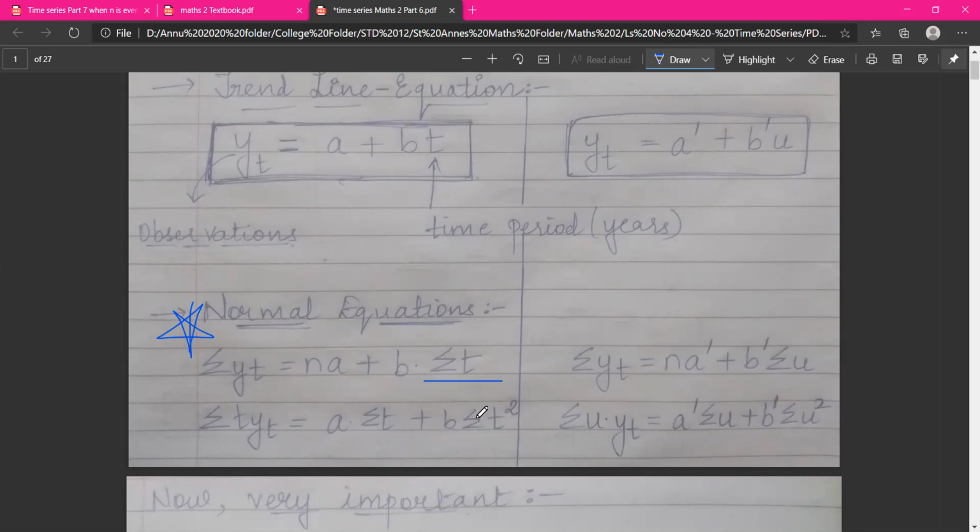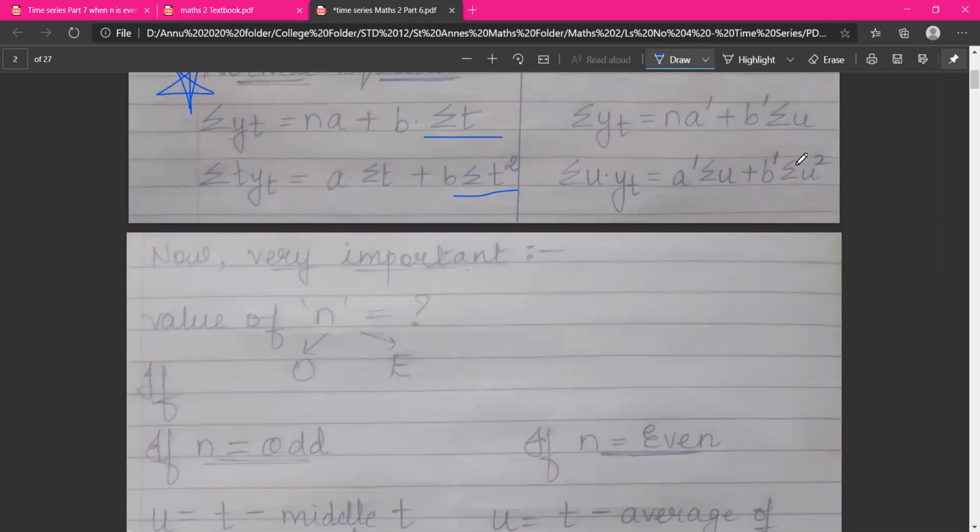But class, as you must have seen, the value of t is expressed in years, and it is very difficult for a normal human to do the calculations that fast. So what we do is, in place of t, we take another alphabet which is called u. So we replace the value of t by u, and therefore the trend line equation changes from yt is equal to a plus b into t, to yt is equal to a dash plus b dash into u.